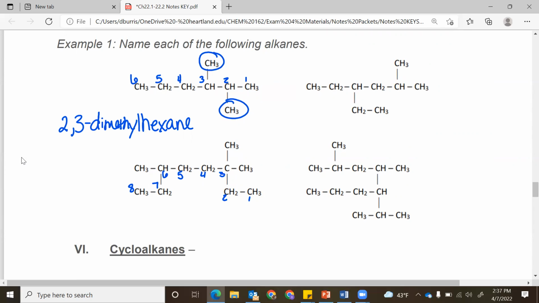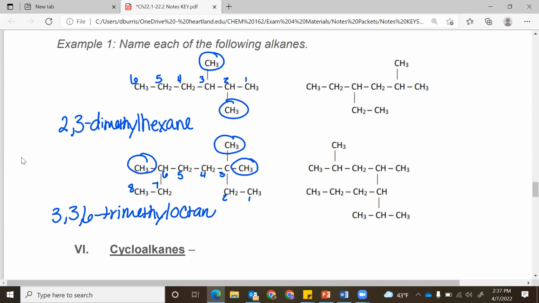Okay, so I'm going to circle my substituents. Got one here, got one here, and then I've got one here. Essentially, anything that is not part of your long chain is a substituent. So this is a trimethyl because I have 3 methyls. And what carbons are my methyls on? Right, 3, 3, and 6. So when you name it, you actually have to say 3 twice, so I know where they are. 3,3,6-trimethyl, and then what? Exactly. Octane because of the 8 carbons.